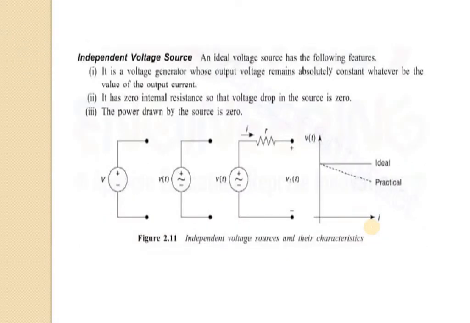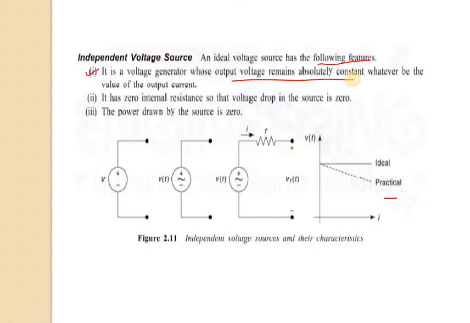Now, first we will start with the independent source. Independent source means an ideal voltage source, and that ideal voltage source has the following features. First one, it is a voltage generator whose output voltage remains absolutely constant whatever be the value of output current. That means output voltage is constant, it is not dependent on any other parameters. Whatever may be the output current, the voltage is always fixed.